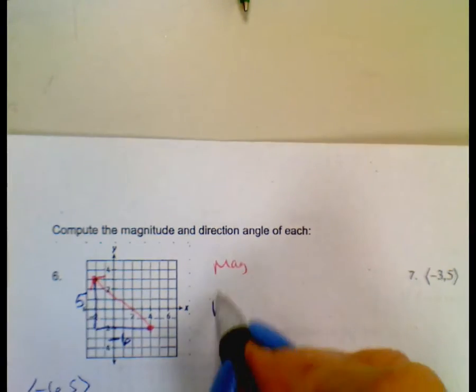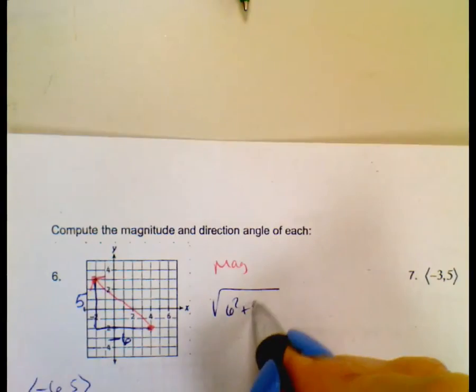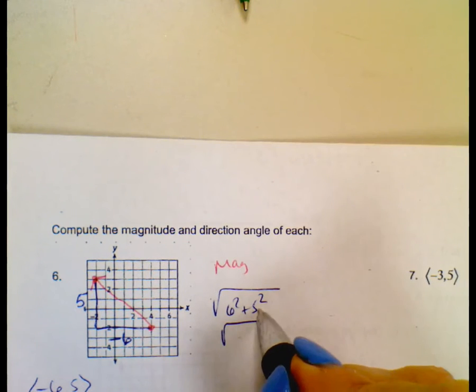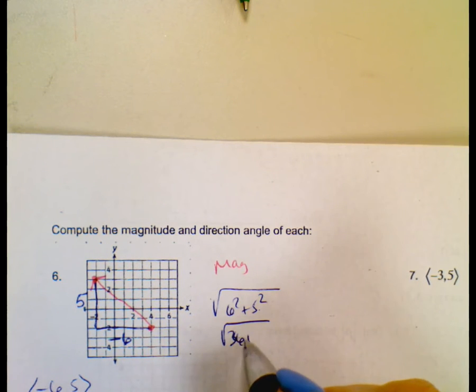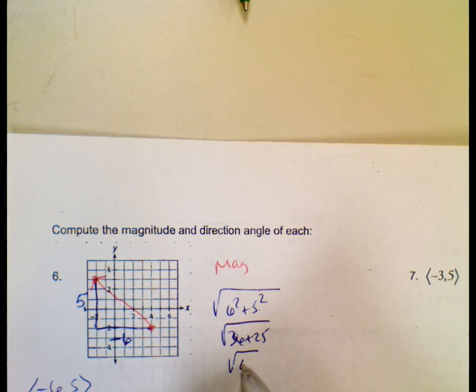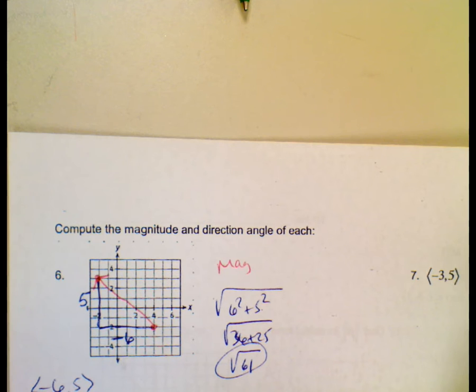So the magnitude would be 6 squared and 5 squared, which is 36 and 25, which is 61. And that's good enough for me. It can't be simplified, so I'll just take the square root of 61. And then the direction would be arctan of the vertical, 5, so basically you're finding this angle right here, 5 over 6.